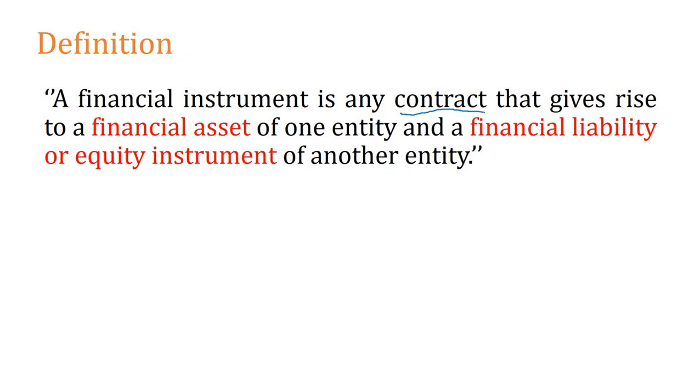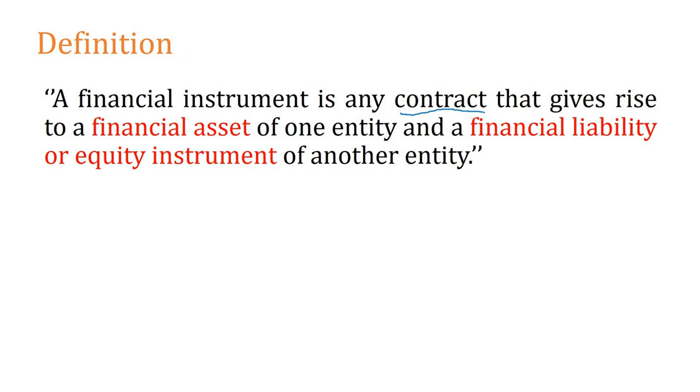The reason is we recognize a motor vehicle in our books of accounts because it has the ability to bring future economic benefit, right? There is no contract between the motor vehicle and the entity. There is no contract between those two parties. But why do we recognize that as an asset in the books of account? Because it has the ability to bring future economic benefits. That is why we recognize it.